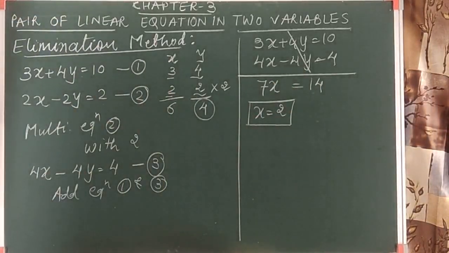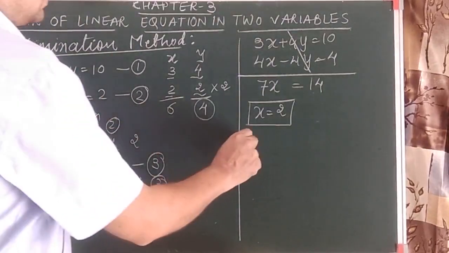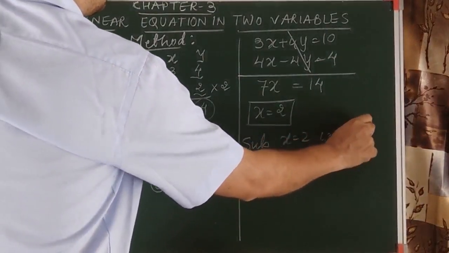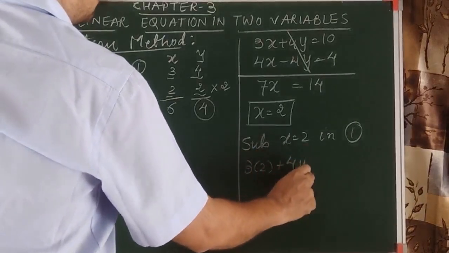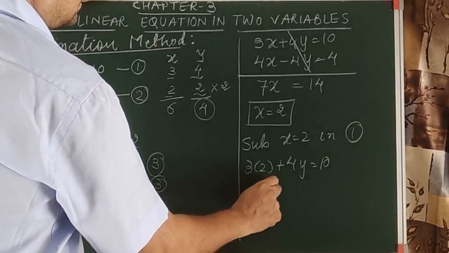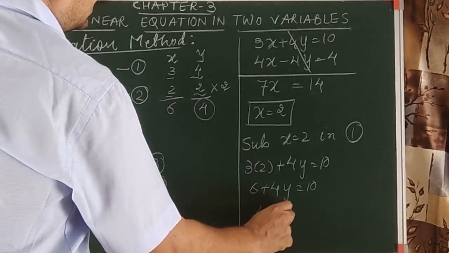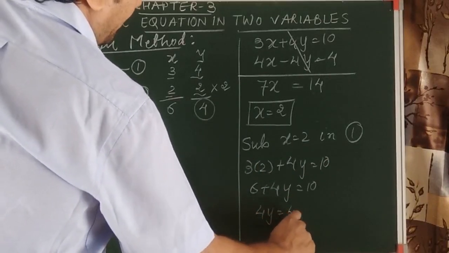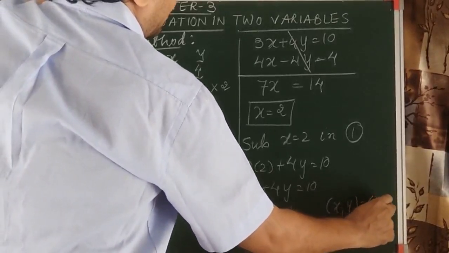Now how to get y? Because the solution is what? The values of x and y. You can substitute x in any of the equations. Substitute in the first equation. आप कहीं पे भी substitute कर सकते हैं. Substitute x is 2 in equation 1. 3 into 2 plus 4y equals 10. As it is, 3 twos are 6 plus 4y equals 10. I'll take 6 to the right hand side. So 4y equals 10 minus 6, which is 4. So we can say the value of y is equal to 1. So the solution of x and y we obtain here is 2, 1.